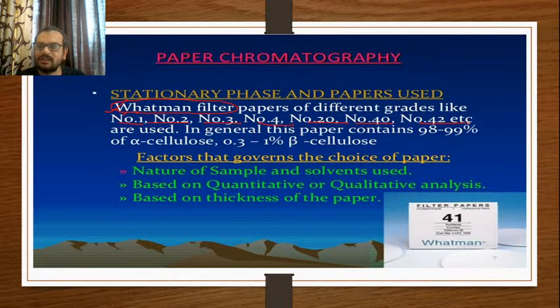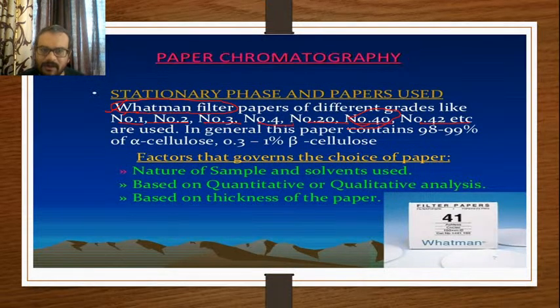So the selection of Whatman filter paper depends not only on the pore size, but also on the polarity or even the composition of your sample solution. And that's why the 41, 42, 40 and even 30 range Whatman filter papers are widely used for separation techniques in paper chromatography.